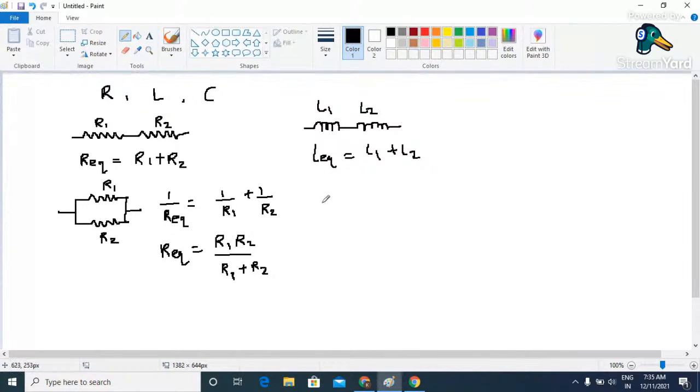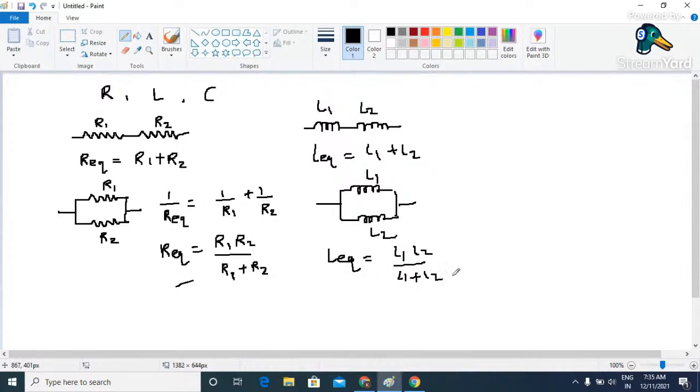In the same way, if you have two inductors connected in parallel configuration, where this is L1 and this is L2, how to find L equivalent? Exactly the same as we applied in the case of resistors. So it is going to be 1 upon L equivalent is 1 upon L1 plus 1 upon L2, or we can simply write L1 into L2 divided by L1 plus L2.